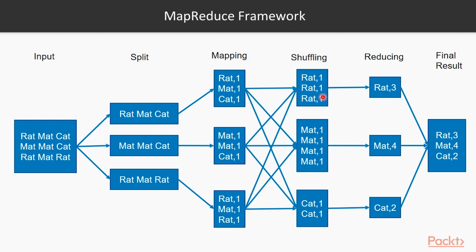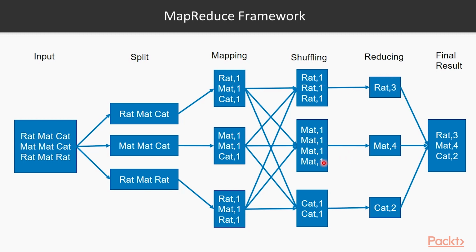Now what this data node will do is convert these key value pairs, if I call the key value pairs k1 v1, into a k2 v2 kind of pair, where it will aggregate the whole data set received from different mapper nodes, and convert this whole data set into a key value pair part 2. So this rat comma 1, rat comma 1, rat comma 1 will be converted into rat comma 3.